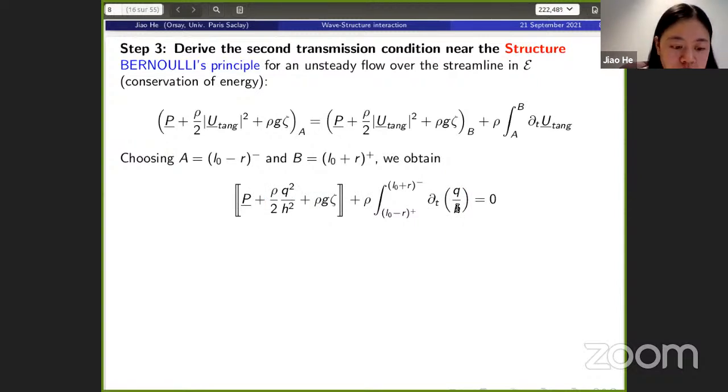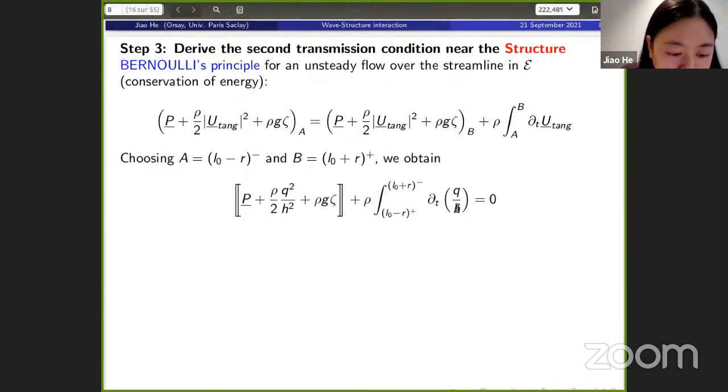It's worth mentioning that Bernoulli's principle is in fact derived from the principle of conservation of energy. In the absence of viscous effects, the fluid system is a conservative system, and so the total energy of the system remains constant, and this is in fact our case.